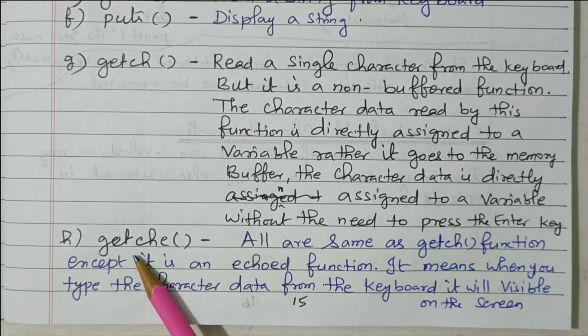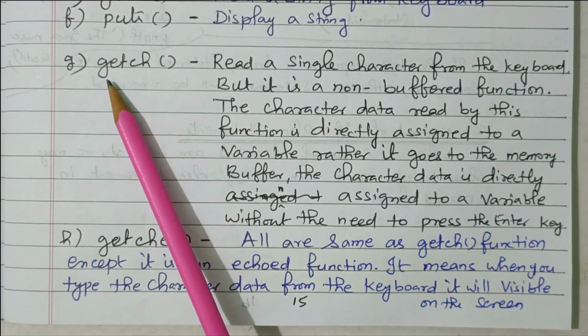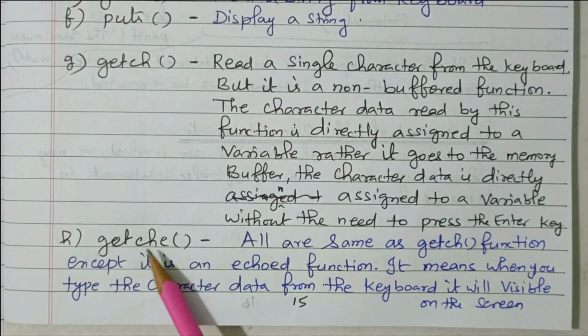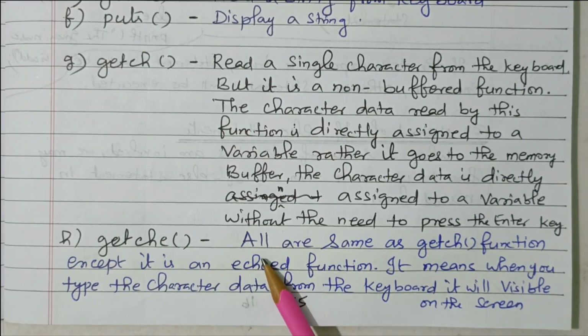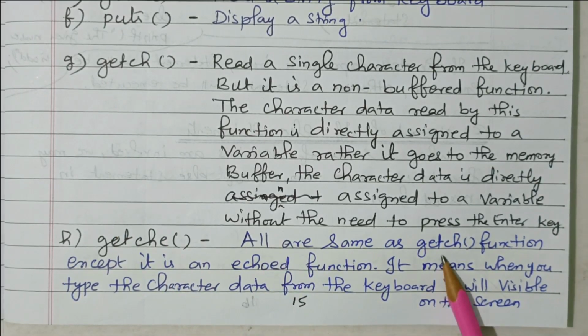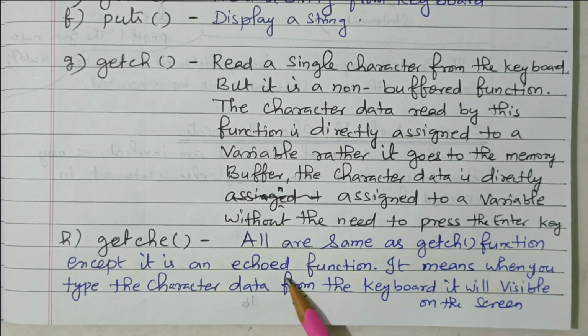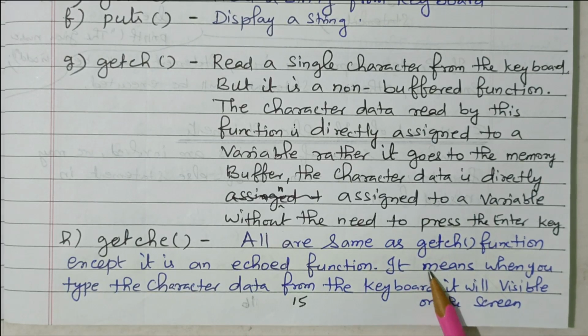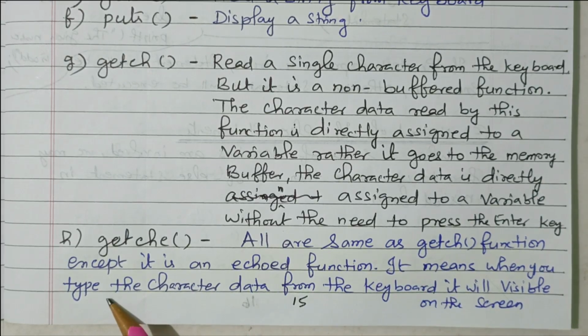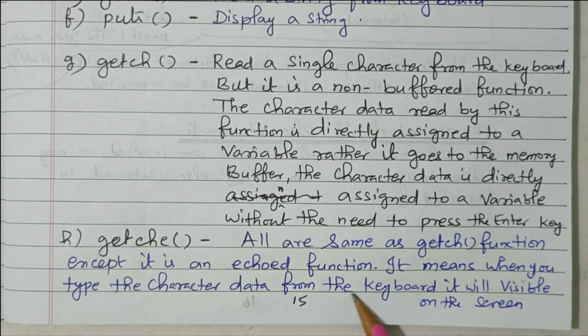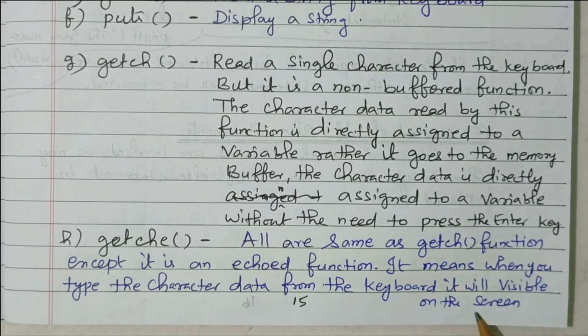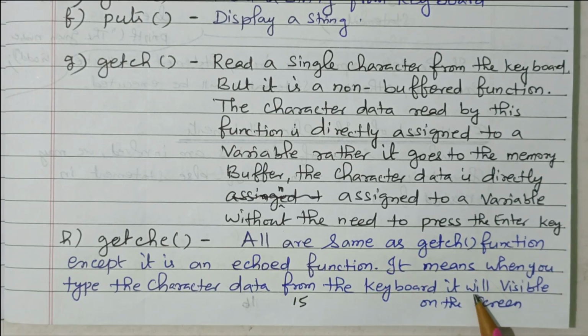Next one is getche. Here getche is there. What is that? It is all the same as getch, the previous function, except that it is an echoed function. That means whenever you type character data from the keyboard, it will be visible on the screen. One by one, if you enter a character, that will be visible.